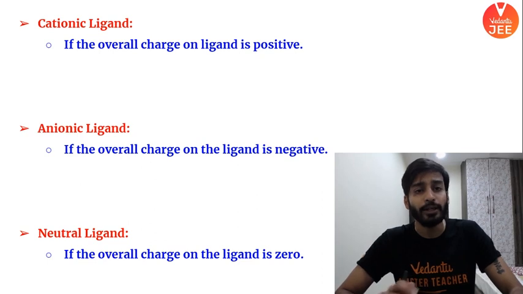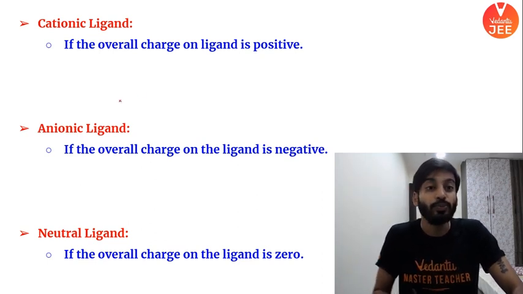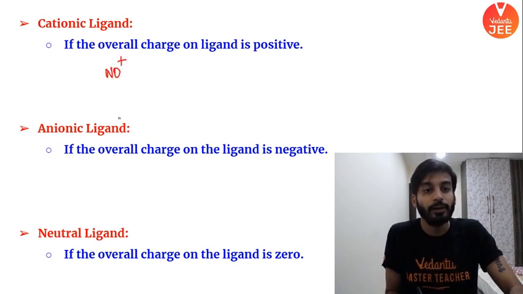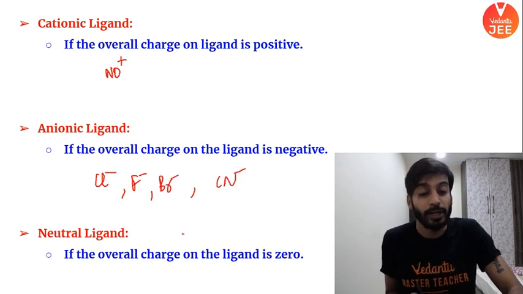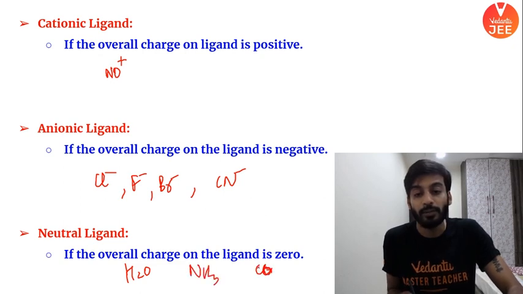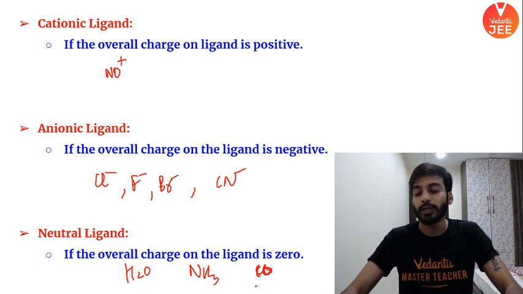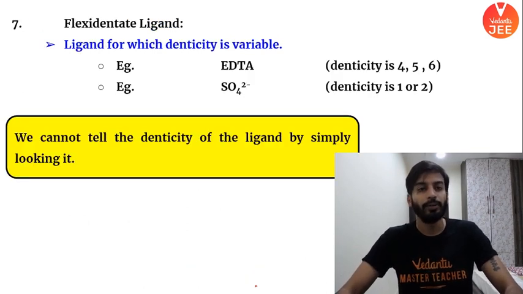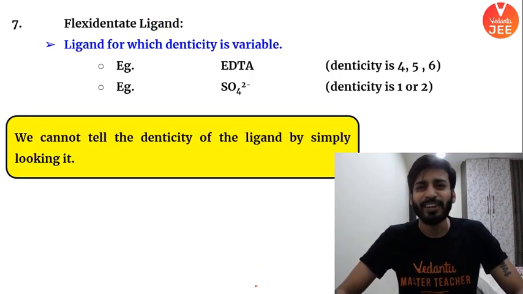So cationic ligands overall have a positive charge on them, for example NO plus. Anionic ligands have a negative charge on them. These are some examples; make sure you learn them. Neutral ligands are water, ammonia, carbonyl. These are some neutral ligands. All right. Okay, beta. Flexidentate ligand, this is quite amazing.